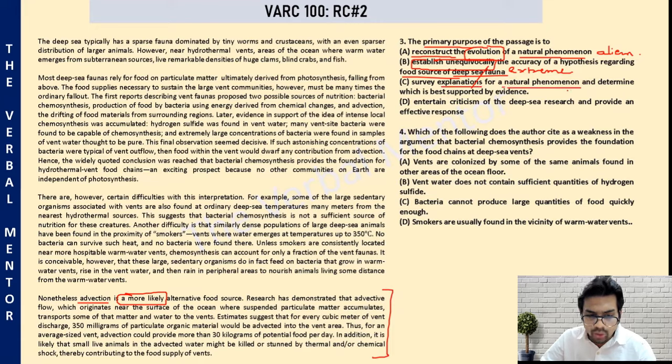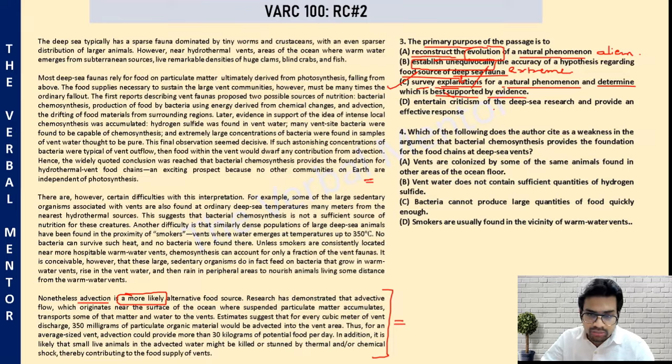Option C, the primary purpose is to survey and analyze explanations for a natural phenomena and determine which is best supported by evidence. Please note, the author does survey the different explanations of a natural phenomena. What is the natural phenomena? Food supply. How do large animals near hydrothermal vents in deep seas obtain their food? That's a natural phenomenon. What are the different explanations? Bacterial chemosynthesis and advection. So he's surveying both, and trying to determine which is best supported by evidence. For the first one, he says yes, there is evidence, but it is insufficient, and finally he supports the second one. So option C should be the correct answer, as it captures the thematic blueprint of the passage.